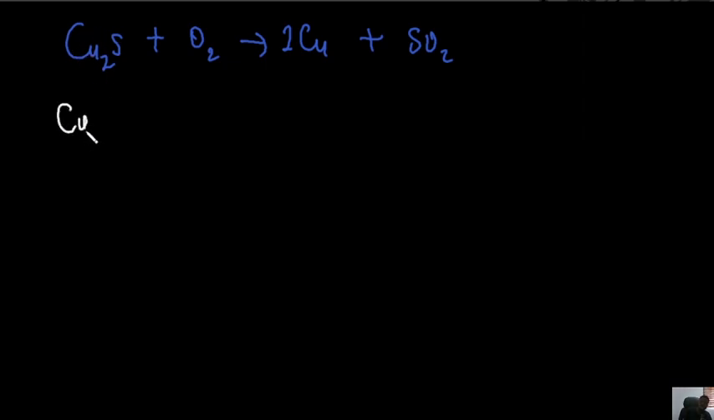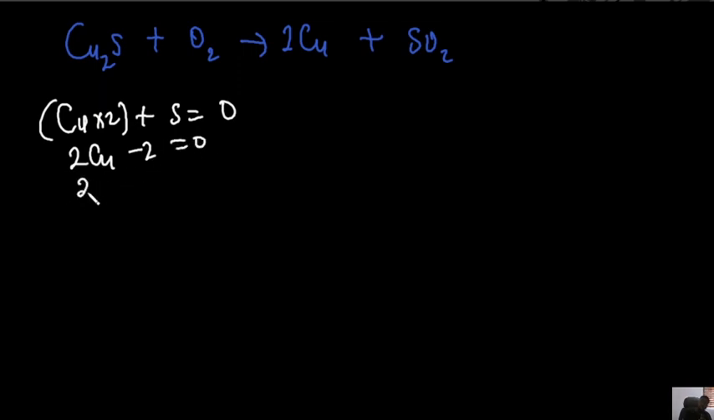So copper here multiplied by 2 plus sulfur would give us 0. When sulfur is combined with a metal, usually it has the oxidation number of -2. So just take note of that. So this is going to be 2Cu minus 2 equals 0, and that's going to be 2Cu equals 2. Therefore, if we divide by the coefficient, we would have that Cu on this side is +1. Then copper on this side is going to be equal 0 because there is no charge.